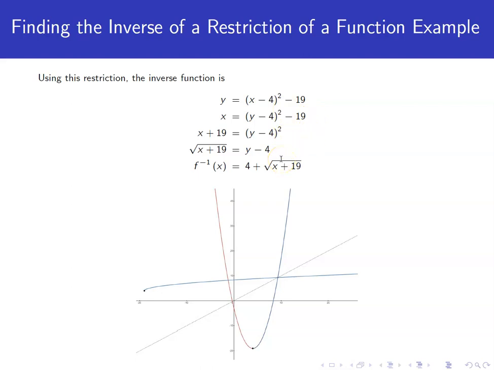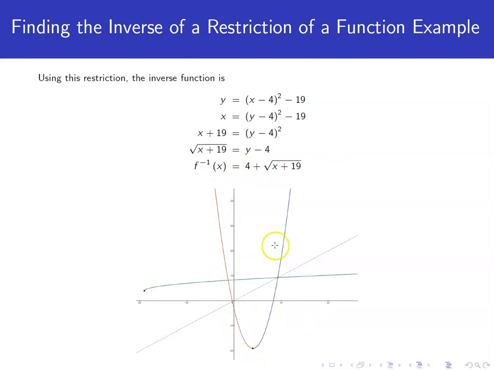Take the square root. Ordinarily, we get plus or minus when we take the square root of both sides of an equation. But remember, we've restricted to the interval from 4 to infinity for the x's. When we do that, it makes a positive square root. Now to finish this off, we'll add 4 to the other side, and just to save some space, I went ahead and replaced the y with f inverse of x anyway. So we get the inverse function as 4 plus the square root of x plus 19.